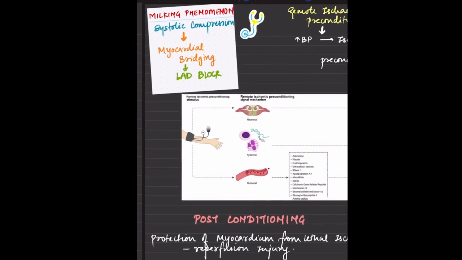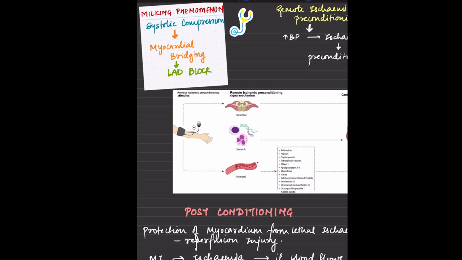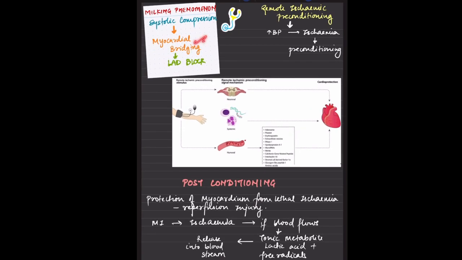Something which is called the milking phenomenon. That means whenever there is a BP cuff, whenever we are inflating it, there is a systolic compression that will lead to myocardial bridging, and that is leading to an LAD block. So remote ischemic preconditioning, increasing the peak period of ischemia, that is also a preconditioning phenomenon. So that is actually cardioprotective.